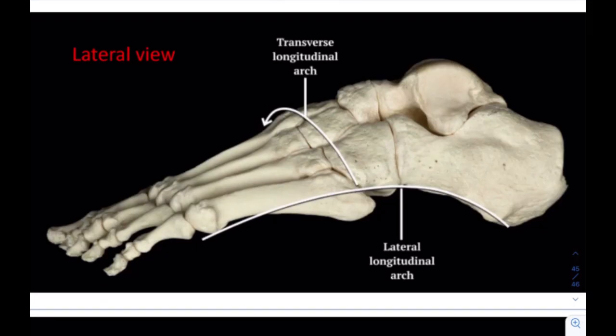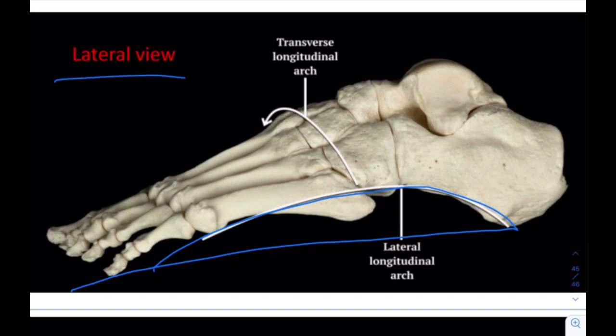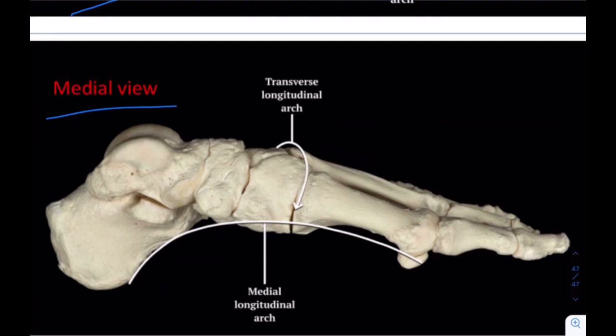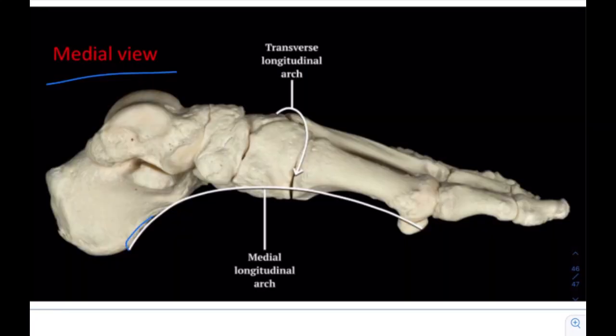Then here we have some arches in the foot, because the foot doesn't actually touch the ground. It's not flat. As you can see here, if this was the ground, the foot doesn't actually touch the ground. There's an arch here, and this is a lateral view, by the way. So this is the lateral longitudinal arch. This is the transverse arch. And this is a medial view. We have here the medial longitudinal arch. And again, this is the same transverse arch.